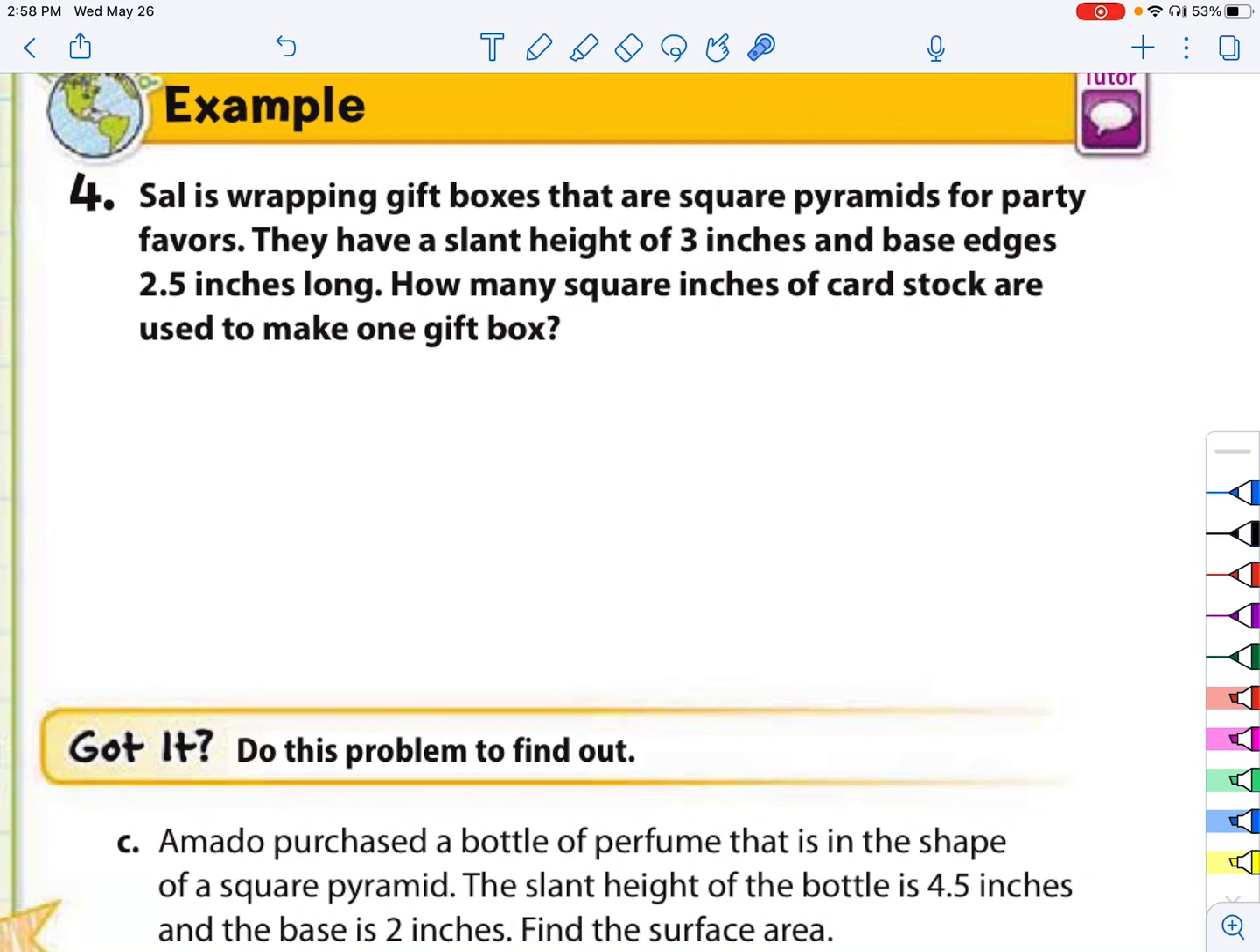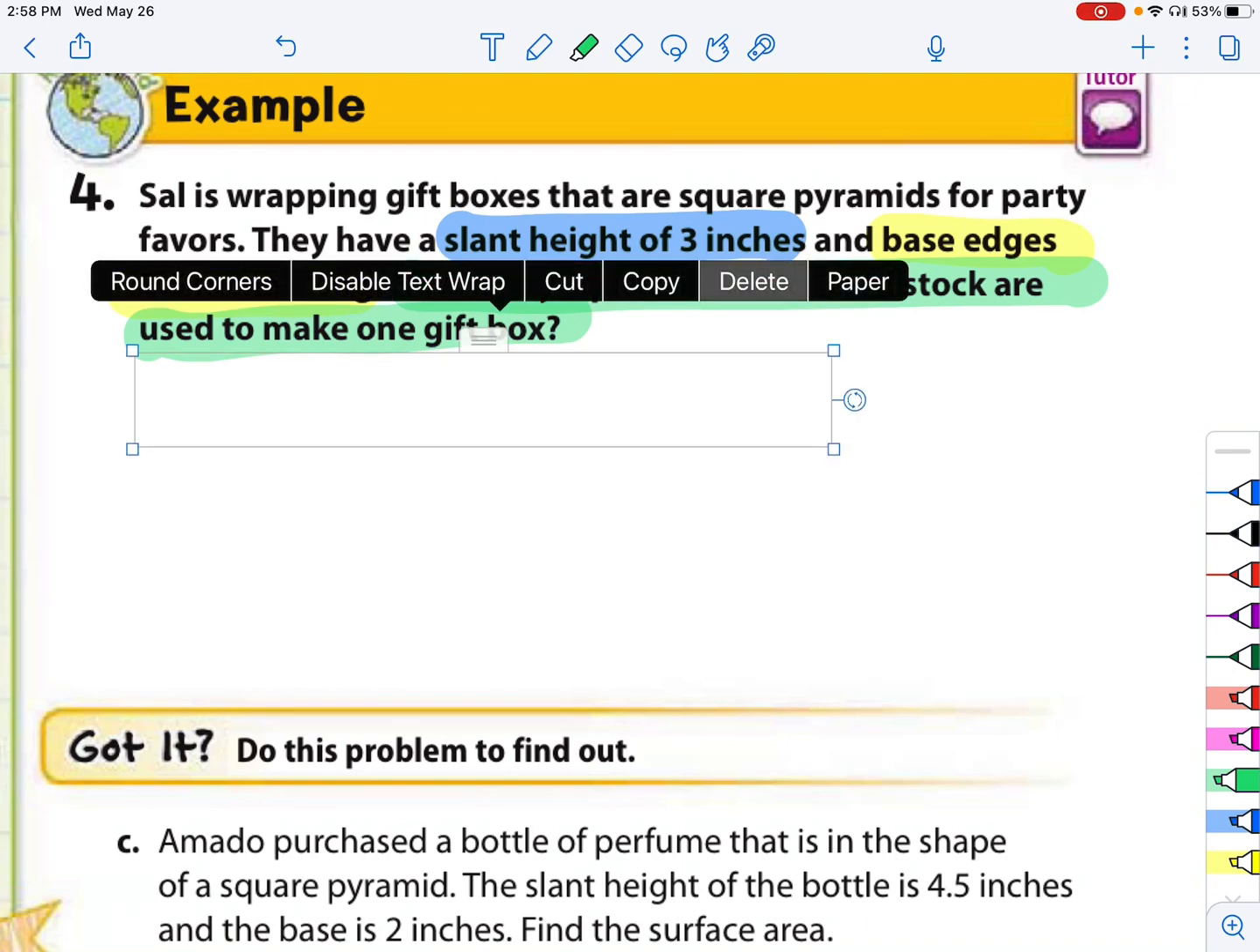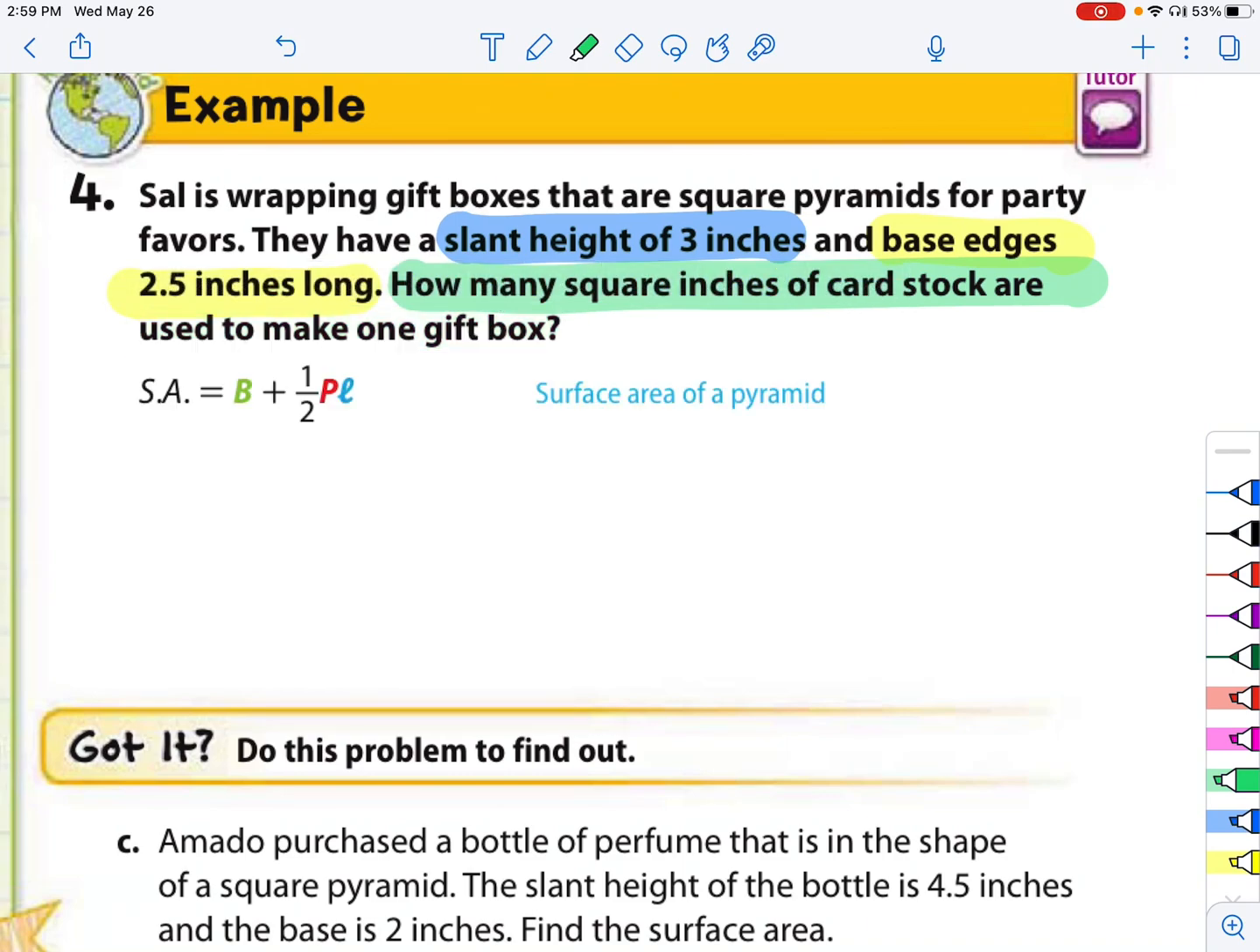So what do we know? It has a slant height of 3 inches. It has base edges 2.5 inches long. And how many square inches of cardstock is required? That's asking for the surface area. So let's find out. Write down the formula first: B plus 1/2 P times L.